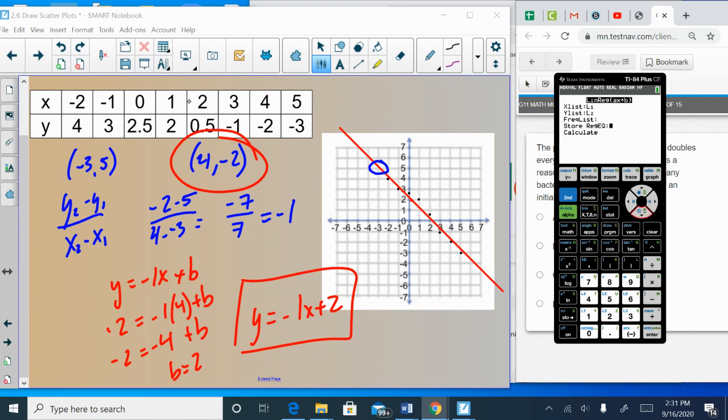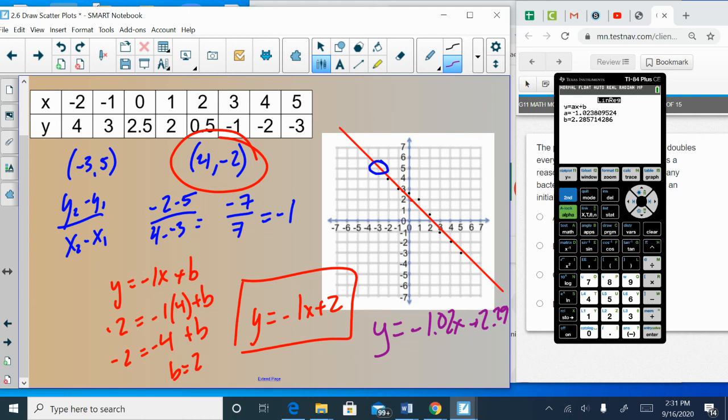I'm going to go down to calculate. This will give me the line of best fit. The a value is -1.02, it looks like, and the b value we'll call 2.29. So our approximation was y = -1x + 2, and the actual line of best fit is y = -1.02x + 2.29. So we were pretty close, but it wasn't exactly accurate.